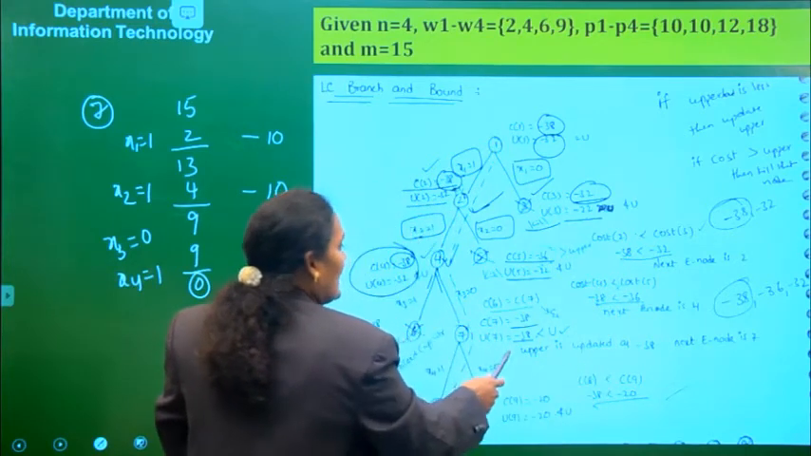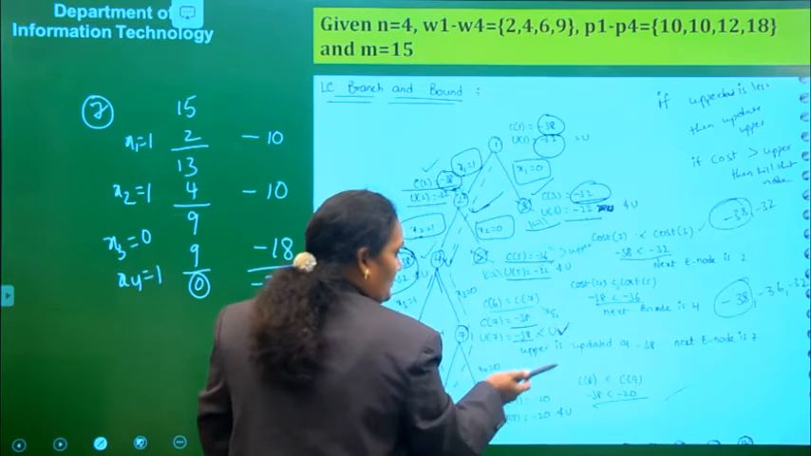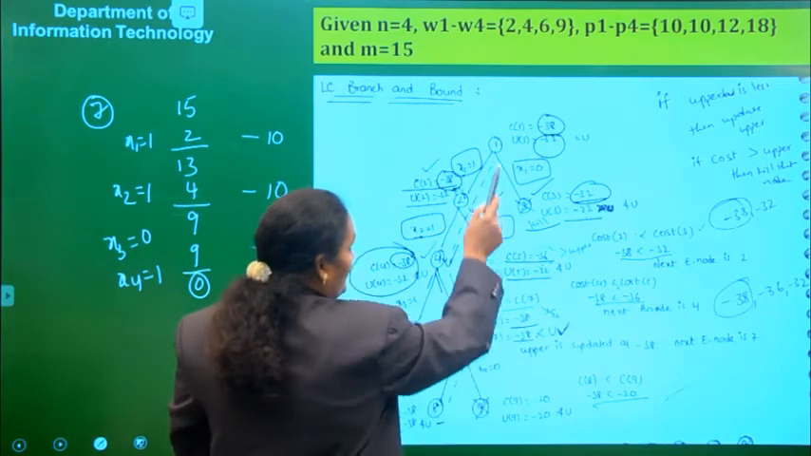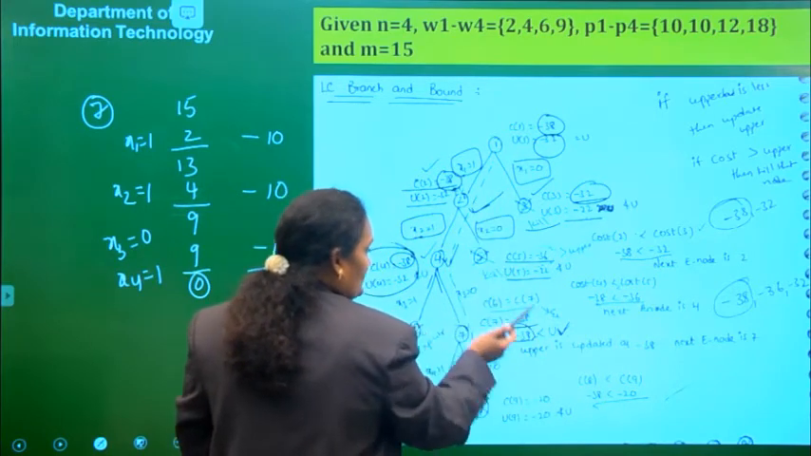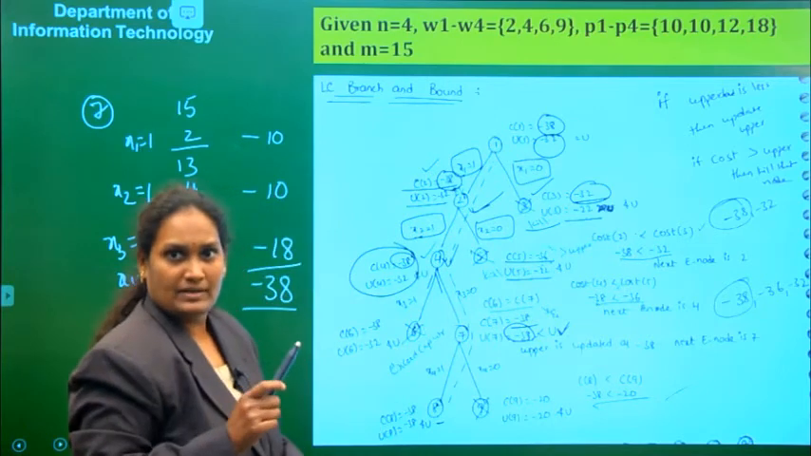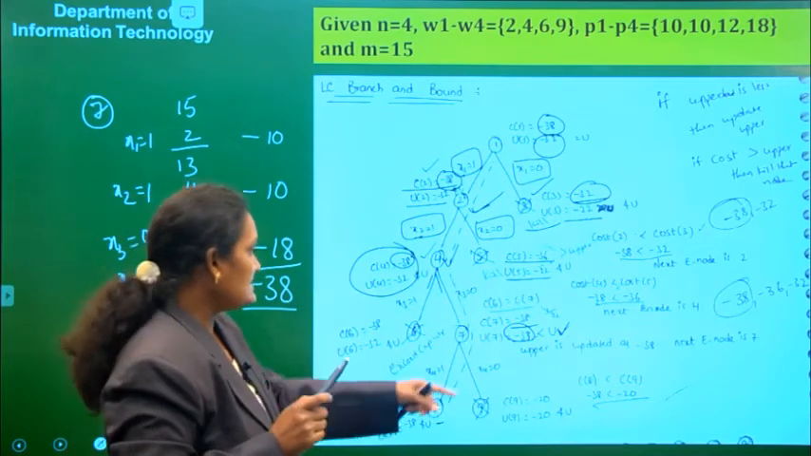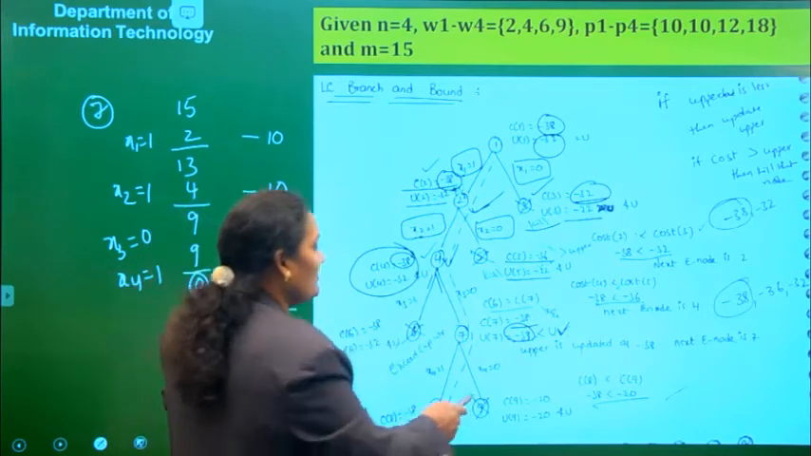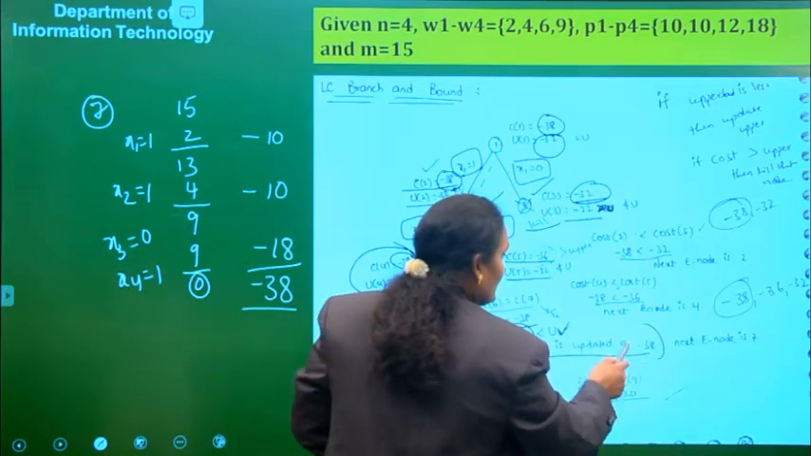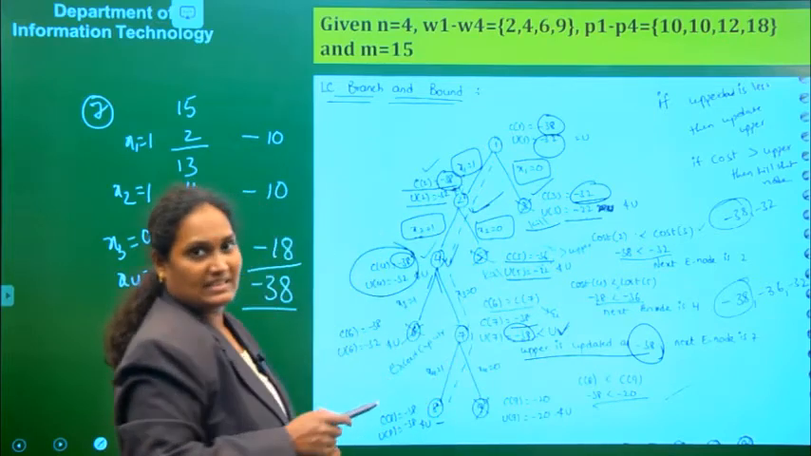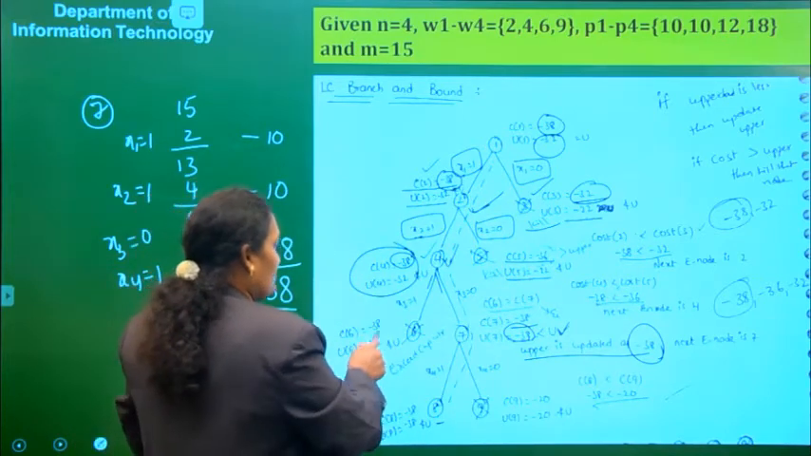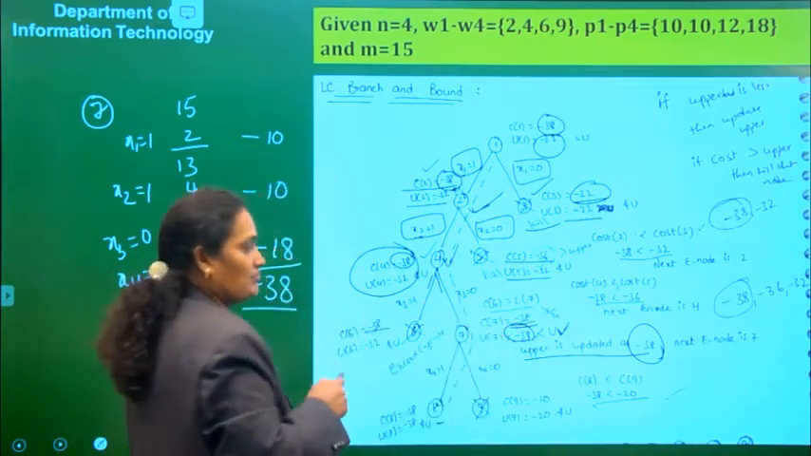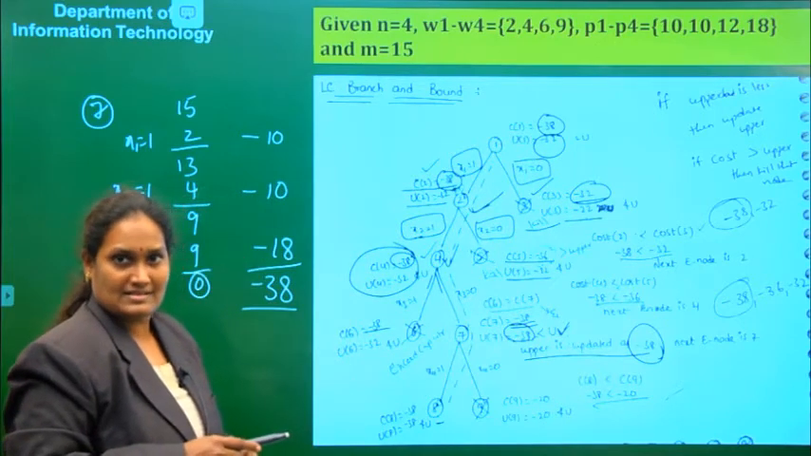Now here, let us see the value of the upper bound. Actually the upper bound value is minus 32, but here what becomes the upper bound? Minus 38. Since the upper bound is less than the given upper bound value, the upper value is updated as minus 38. Here for both the nodes, cost is same.